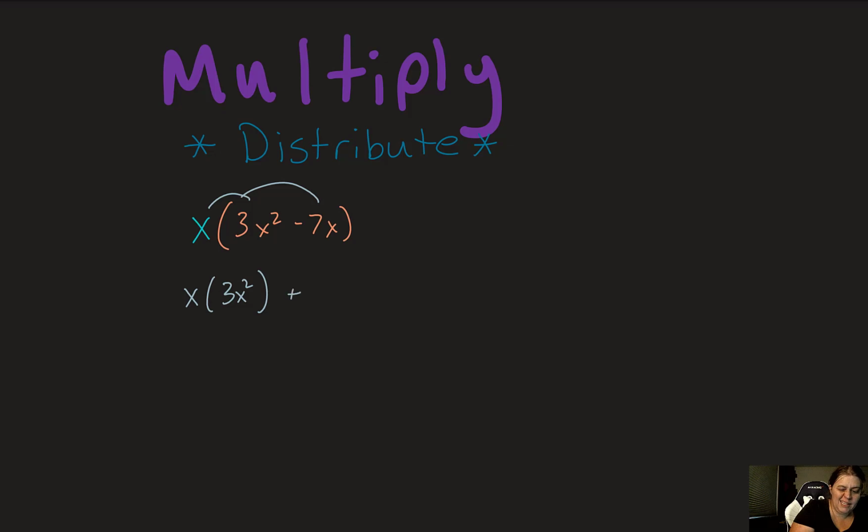And then technically it's plus x times negative 7x. Technically, officially speaking, a lot of times what you'll see people do is they'll write this as negative x times 7x. It doesn't really matter which way you write it, you end up getting the same answer either way.